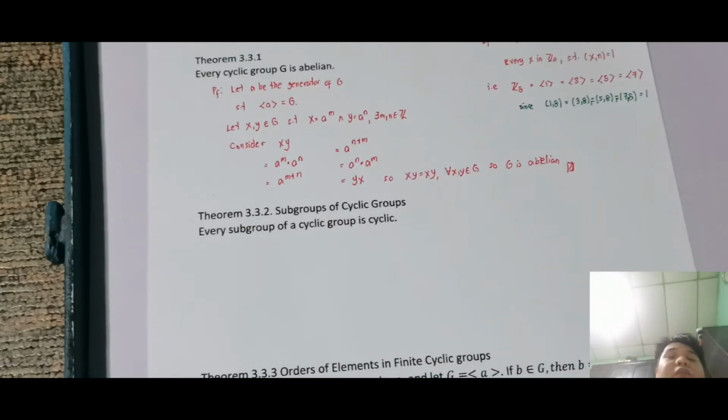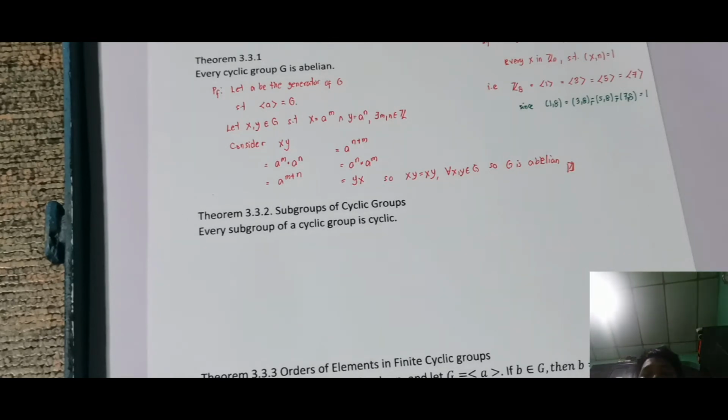Okay, next is, punta tayo dito, no? Theorem 3.3.2, subgroups of cyclic group. So, every subgroup of a cyclic group is cyclic. Okay, so every subgroup of a cyclic group is cyclic. So, hanap tayo ng example ng cyclic group. So, from previous example natin, ano ba yung example natin? So, ito.